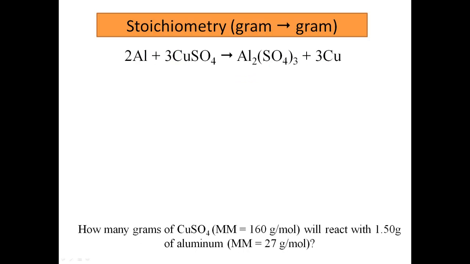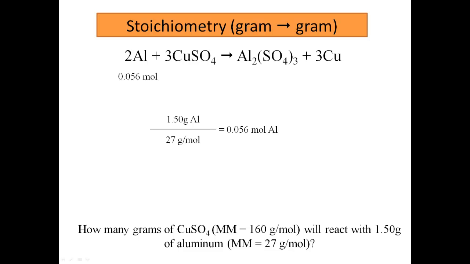Here's another example. How many grams of copper 2 sulfate with a molar mass of 160 grams per mole will react with 1.50 grams of aluminum? So here we go. We have 1.5 grams of aluminum, and we want to know how many grams of copper 2 sulfate will react. Well, let's first get our aluminum into moles. We take the mass and divide by the molar mass, and we get 0.056 moles of aluminum.